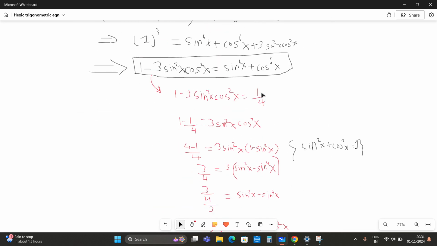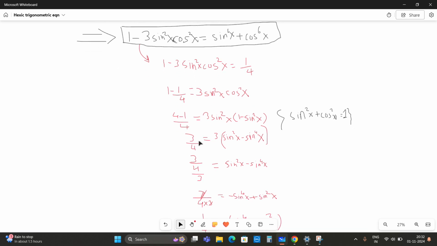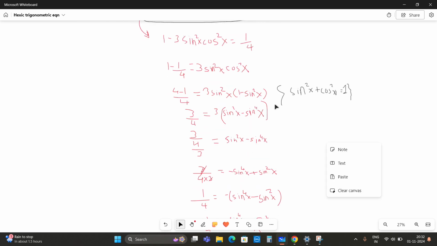Now we can move the 1/4 from RHS to LHS. We get 1 minus 1/4, and the 3 sin^2 x cos^2 x, that is negative, moving to the RHS becoming positive. Now this becomes 3/4 equals 3 sin^2 x cos^2 x. What actually happened here is I have written cos^2 x as 1 minus sin^2 x, getting us the equation 3 times (sin^2 x minus sin^4 x). I'll tell you why I did that.